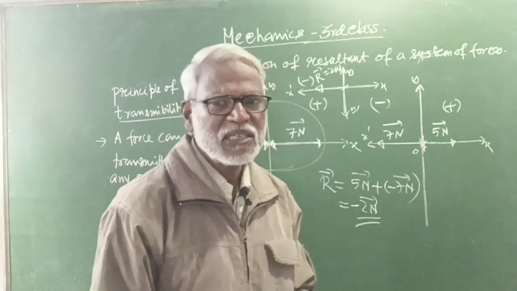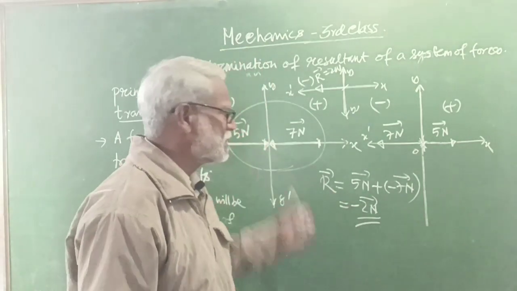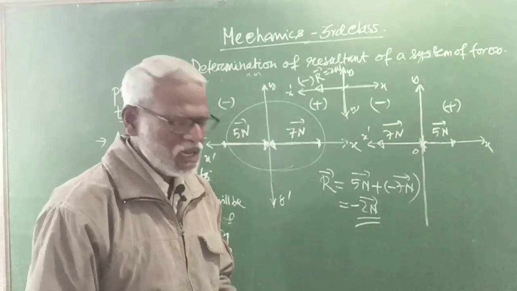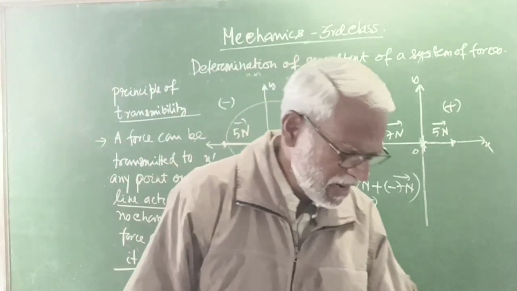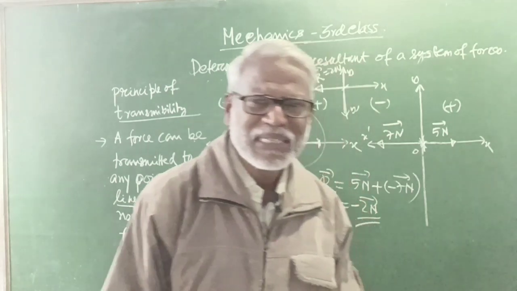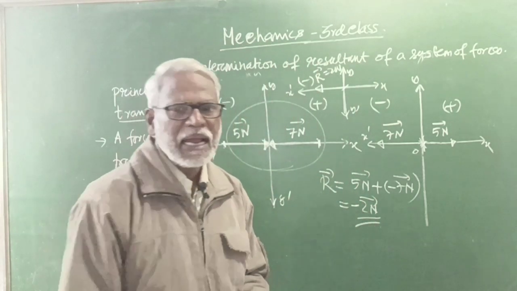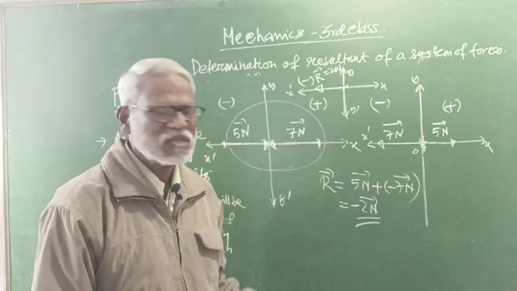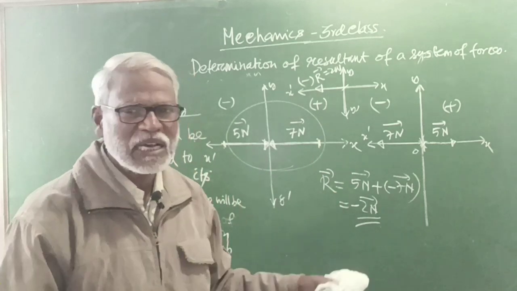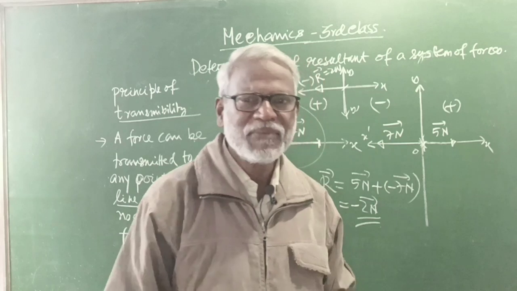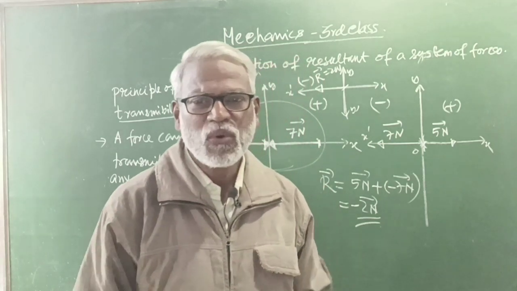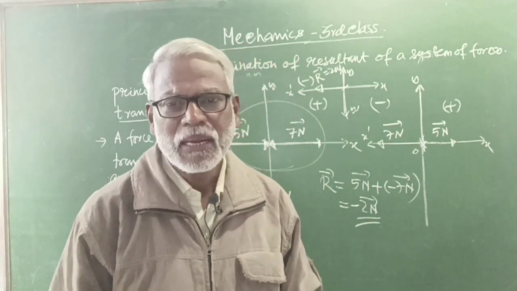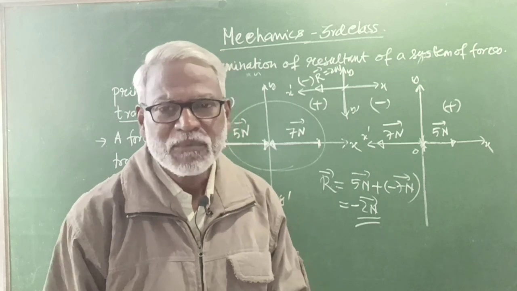So the resultant is minus 2 Newton, and it is in the negative direction. Here we have taken forces along the x-axis, and in some cases along the y-axis. Those are collinear forces, and it is very easy to find the resultant of collinear forces by following the algebraic method.